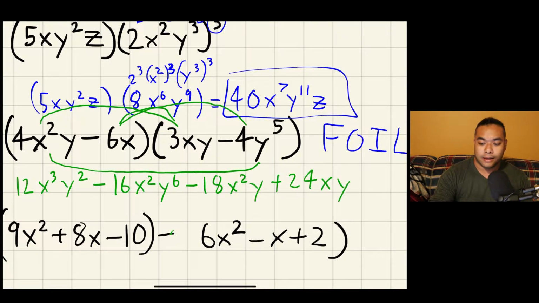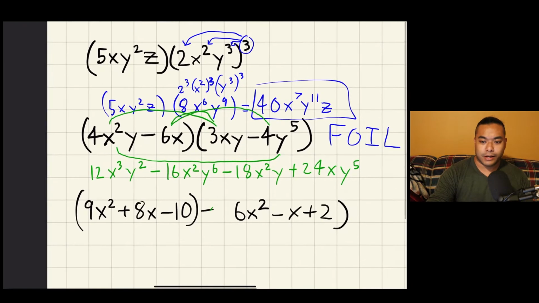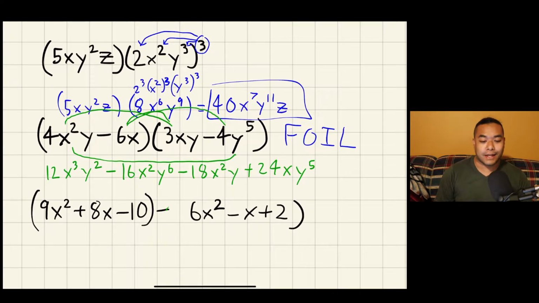Xy to the fifth. And now I check, are any of these like terms? I don't think so, because this is x cubed y squared. There's nothing else that's x cubed y squared. This is x squared y to the sixth. I think that's its only one. X squared y and xy to the fifth. So these are all different terms, not like terms. Cannot combine them. I'm done. There's my answer.